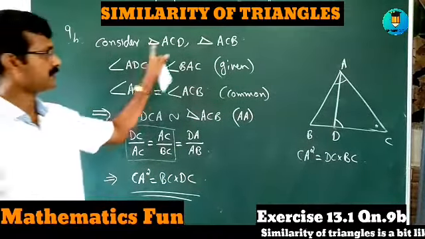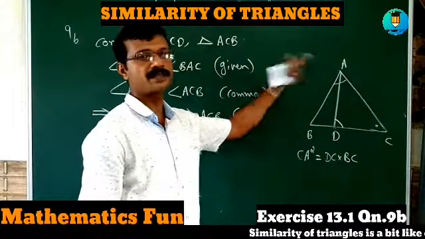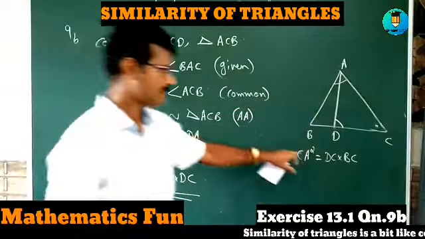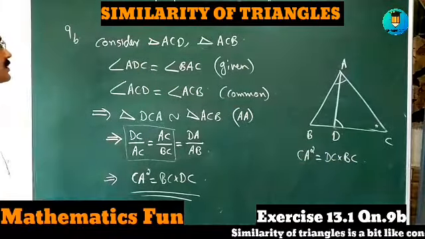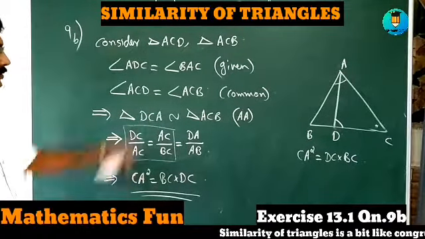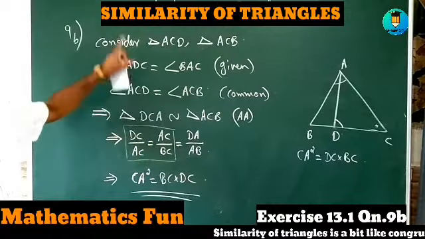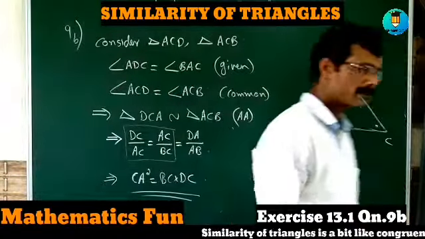So the selection of the triangle is very important. Otherwise, we will search in different ways and it will be difficult. So from the result itself, you have to identify which triangle to select. This is question number 9b. Go through the proof again. This way you are supposed to do this type of sums.